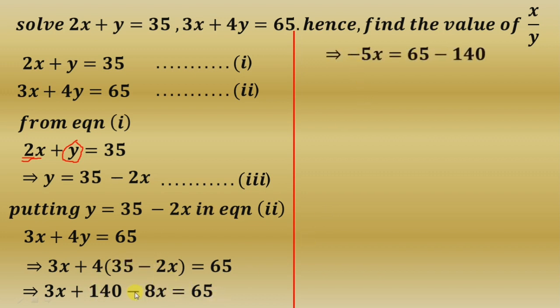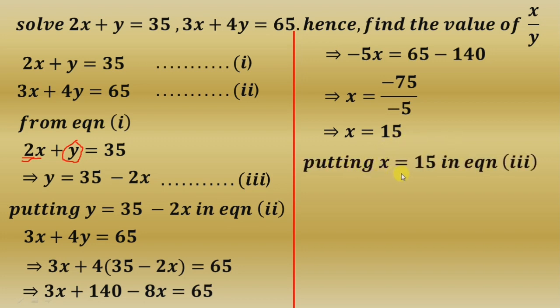So I'll get minus 8x plus 3x is minus 5x is equal to 65, and plus 140, when it goes this side it becomes minus 140. So now x is equal to 65 minus 140, which is minus 75, divided by minus 5. Minus and minus will get cancelled. 5 1s are 5, 5 15s are 75. So x is equal to 15.